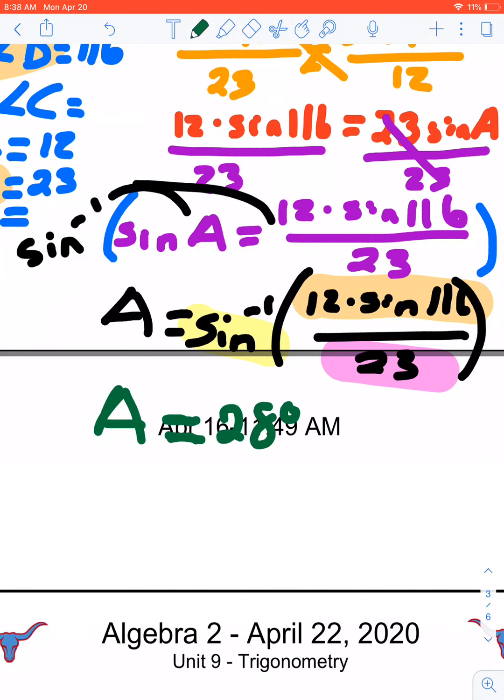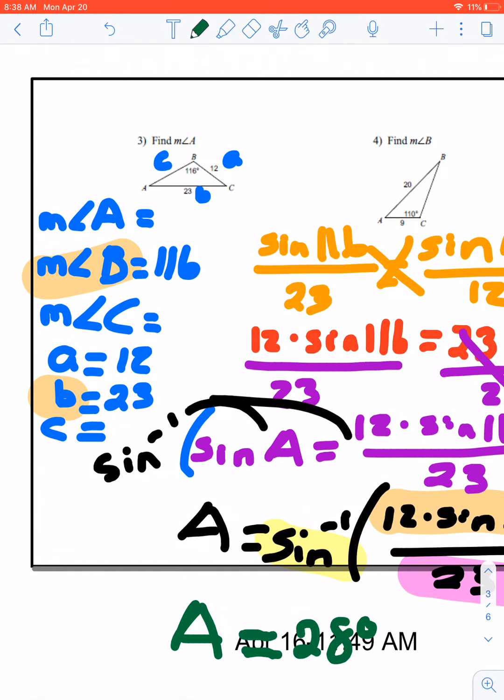So I'm going to go up to my little triangle here that I was solving for, and angle A is 28. Okay, great. Almost done. Now I have to find C. Well, I know two angles of a triangle, so I'm going to do 180 minus 116 minus 28, and that gives me 36. So my angle C then has to be 36.